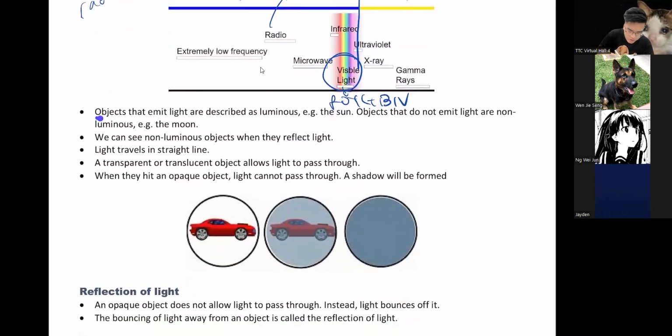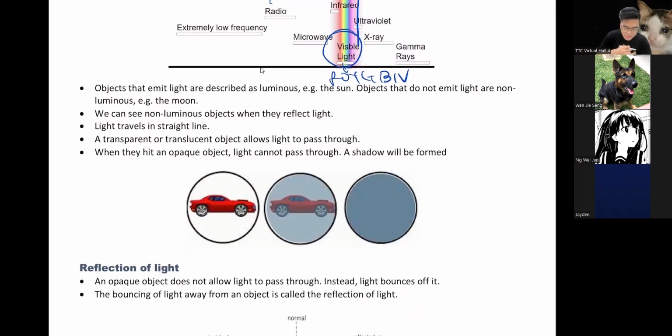So next, objects that emit light are described as luminous. Example, the sun. Our sun can produce their own light, so it's called luminous. Your light bulb is luminous. Objects that do not emit light are non-luminous. For example, the moon. The moon is not luminous. I think you know this. They just reflect light from the sun. The moon itself doesn't produce light. The moon you see is actually from the light from the sun. They just reflect to us.